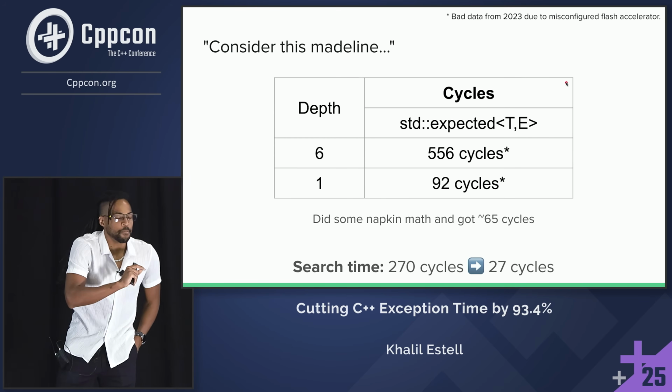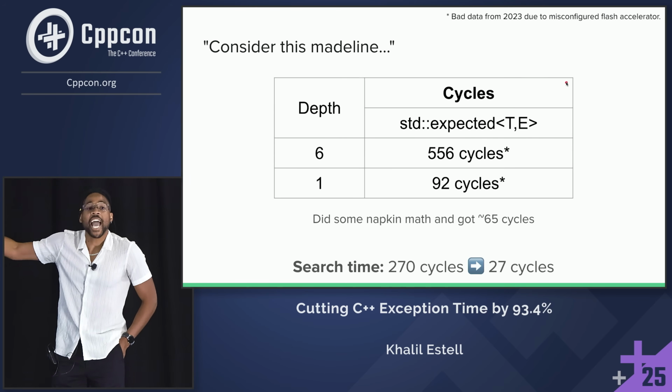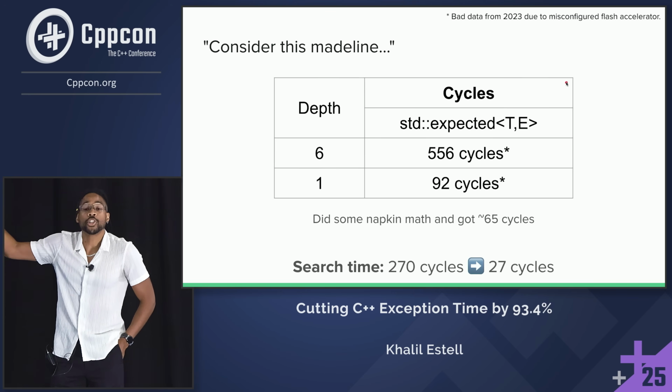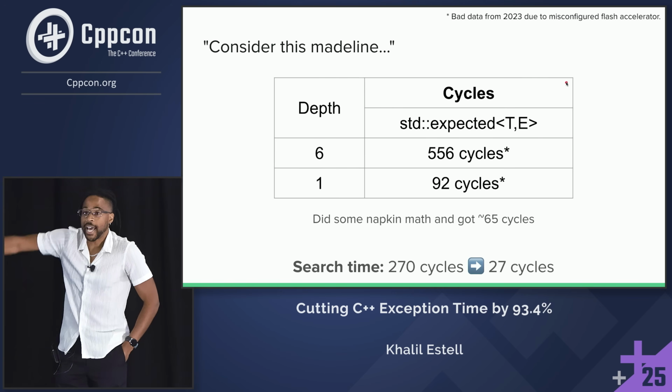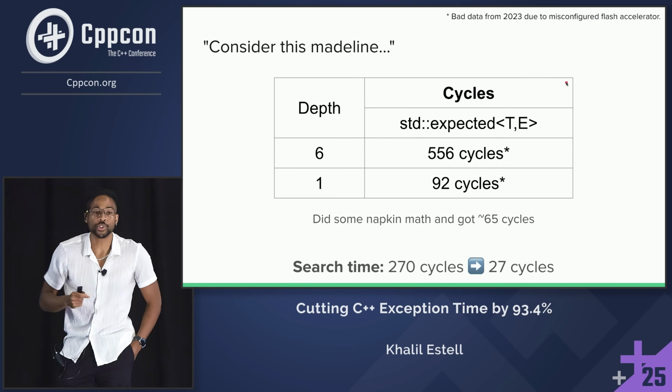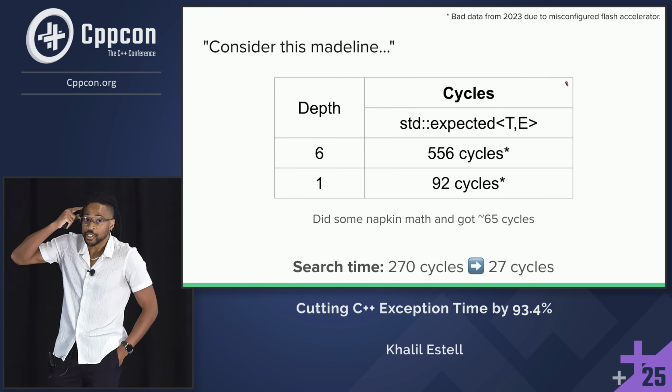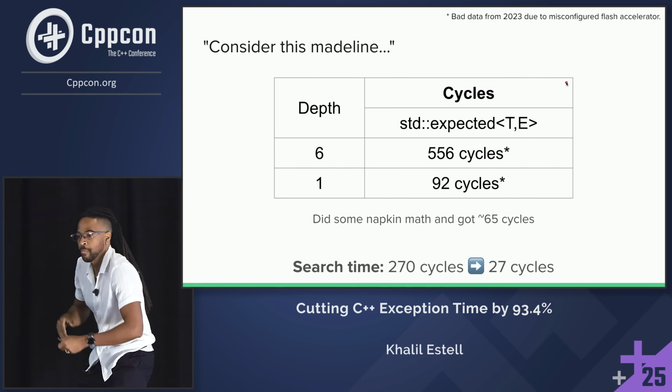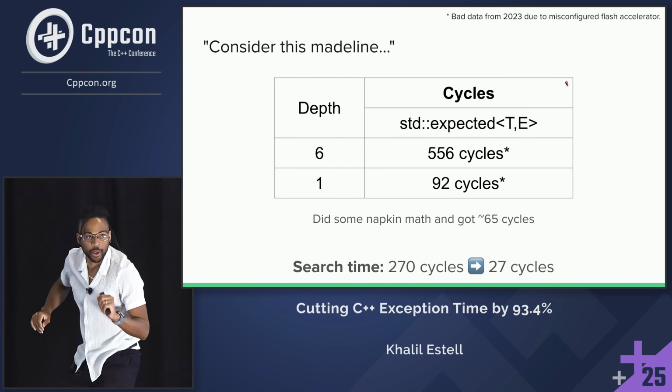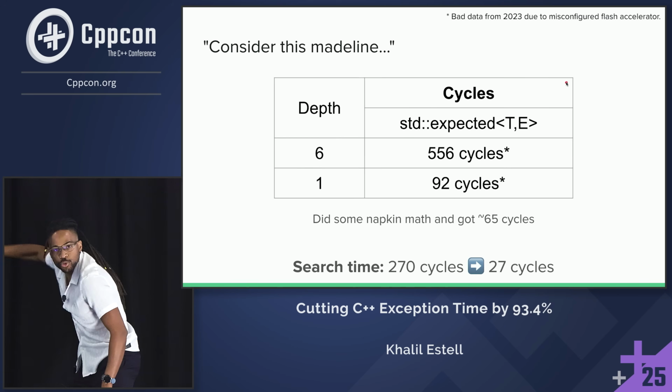I was like, consider this, Madeline. I want you guys all to know, this data is actually completely incorrect. It is delusional. I had misconfigured my flash for my device, so more cycles were required to do certain operations. But with this delusion, I went to her, I was like, all right, 256 cycles for 6 frames, right? Divide that by 6, that's 92 cycles.